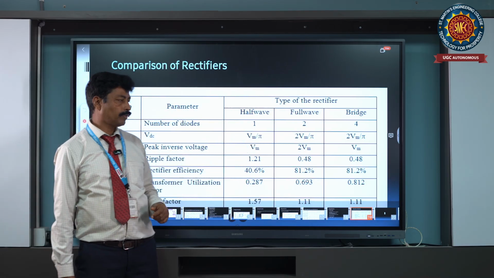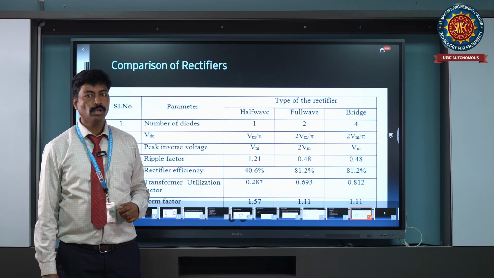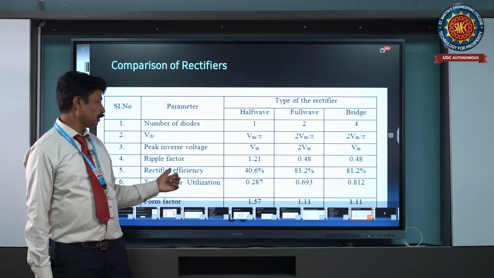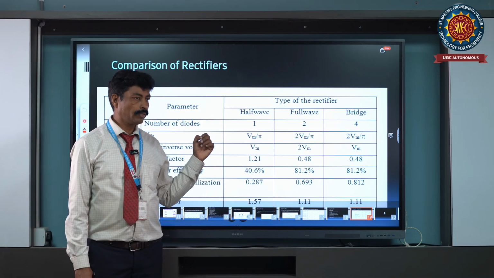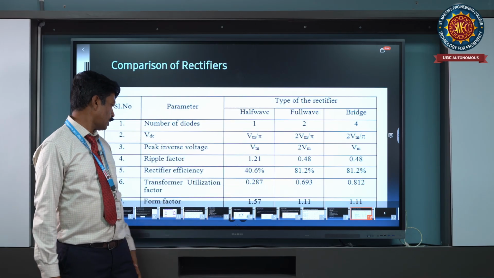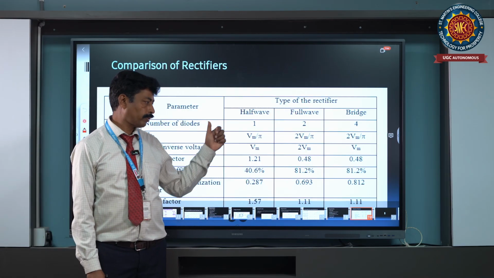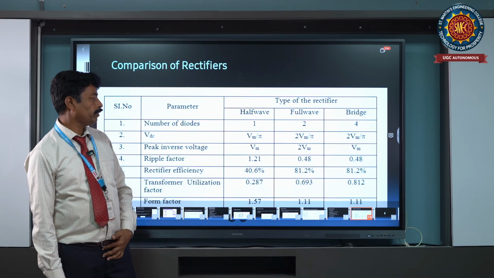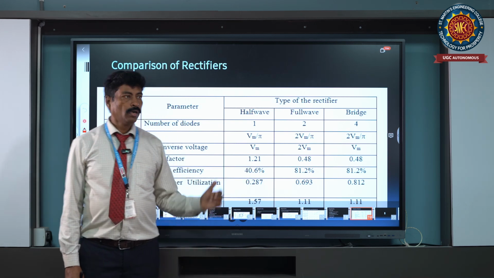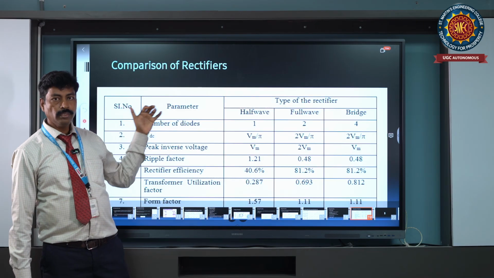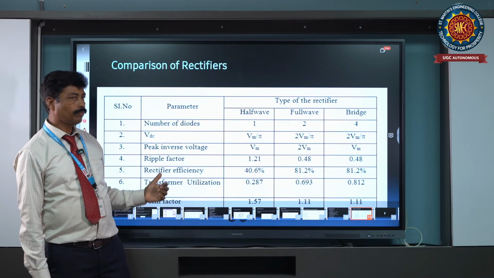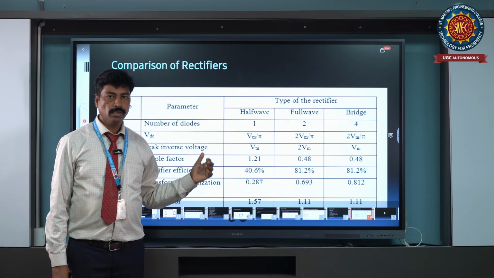The ripple factor is 1.21 for the half wave rectifier and 0.48 for the full wave rectifier. The efficiency is 40% for the half wave rectifier, 81.2% for the full wave rectifier and 81.2% for the bridge rectifier. The transformer utilization factor is 0.28 for the half wave rectifier and 0.69 for the full wave rectifier. This is the comparison between the half wave, full wave and bridge rectifiers, with the total parameters as small pieces of information.